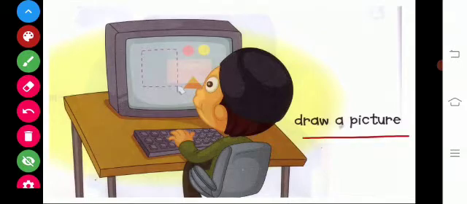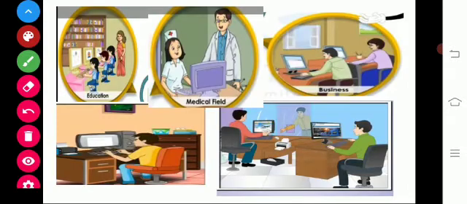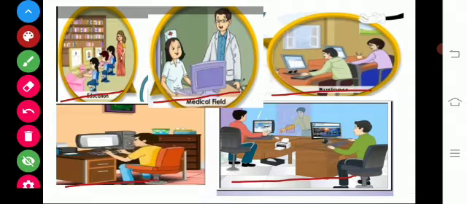We can draw pictures on the computer. We can also color them by using a mouse. Okay, and places where computers are used. Nowadays, we see computers at many places, isn't it? They are schools, hospitals, offices, and shops. Like this, we can see so many places, isn't it?